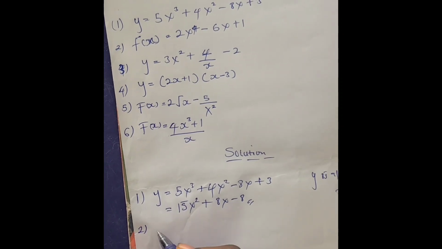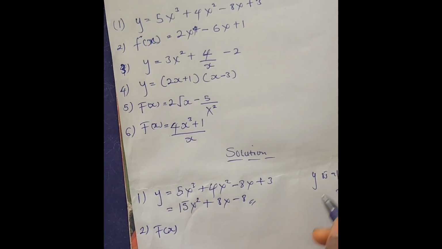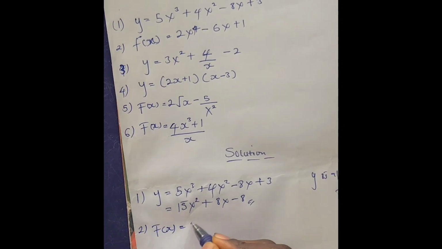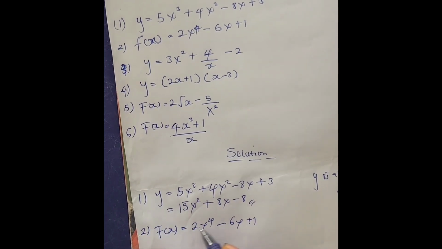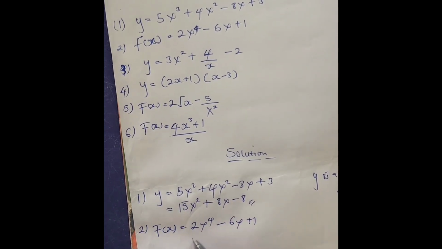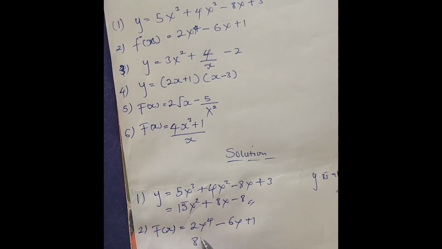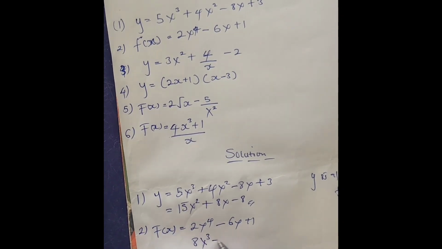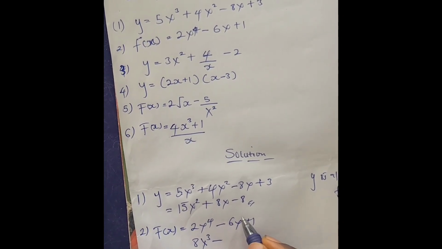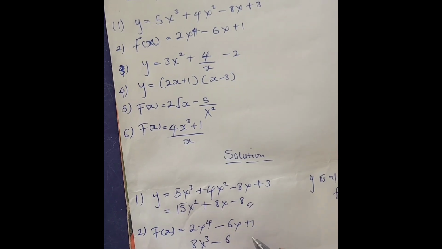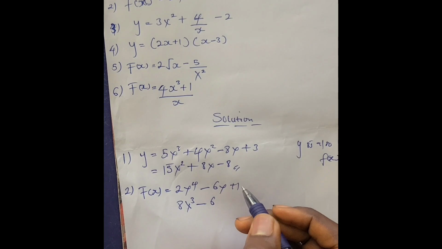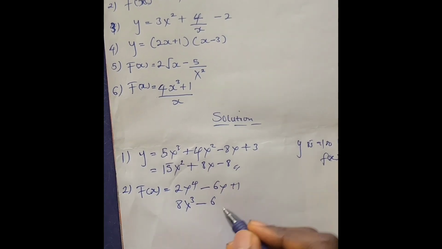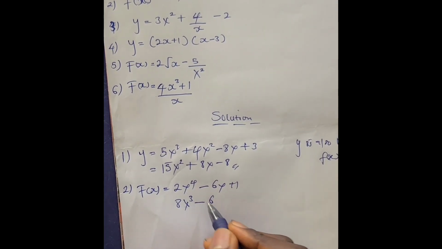Then number 2, we have f of x, which I said is the same thing as y, is equal to 2x raised to power 4 minus 6x plus 1. So multiply 2 by 4, you have 8. Subtract 1, you have x raised to power 3, minus 6 multiplied by the invisible 1 here, you have 6. So when you subtract 1, it will give you 0, and anything raised to power 0 is 1. So our answer is 8x raised to power 3 minus 6.